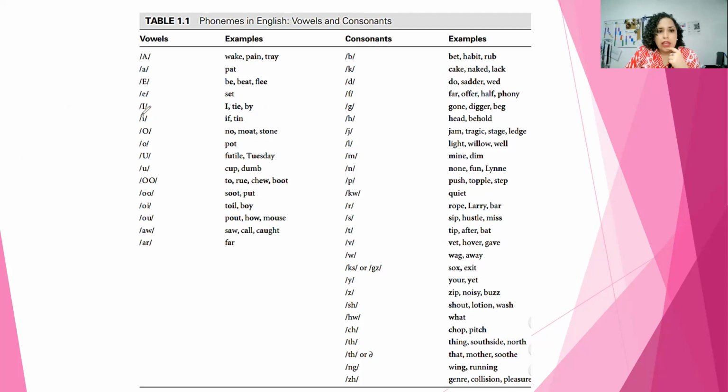Okay, so the other sound of the I, which is E, is if, tin. Good news for Spanish speakers: we do know the sound for the lowercase vowel. For example, here on O, which has the sound of O, pot. But with the other sound as O, no, mode, stone. The sound that comes from the ABCs. U, futile, Tuesday.